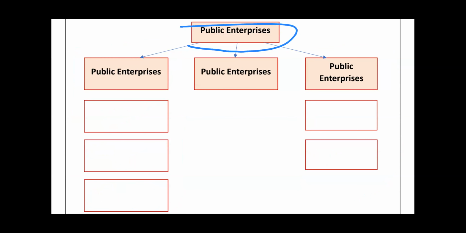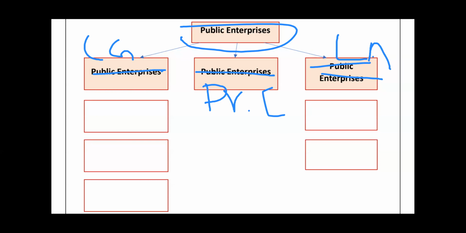So now see here, public enterprises. Here you have public enterprises. It is divided into three. First one is central government undertaking. This box should be provincial council undertaking. And this box should be local authority undertaking. Central government undertaking, provincial council undertaking, and local authority undertaking.